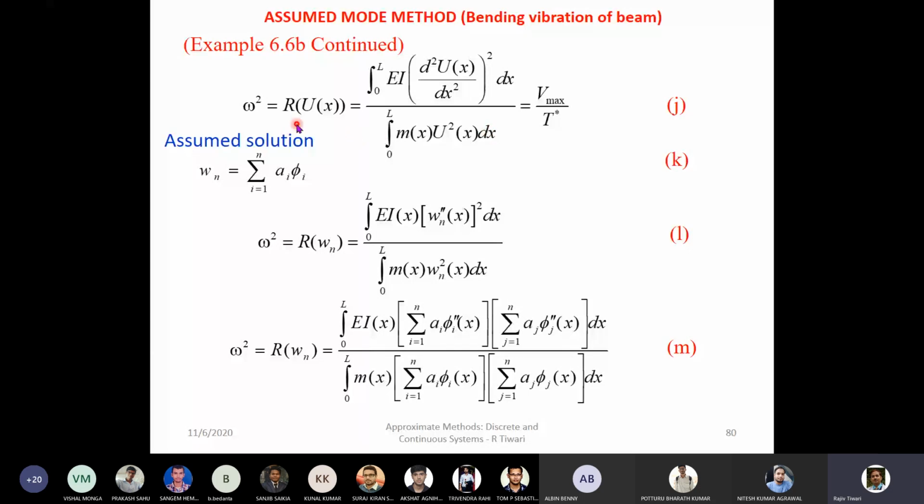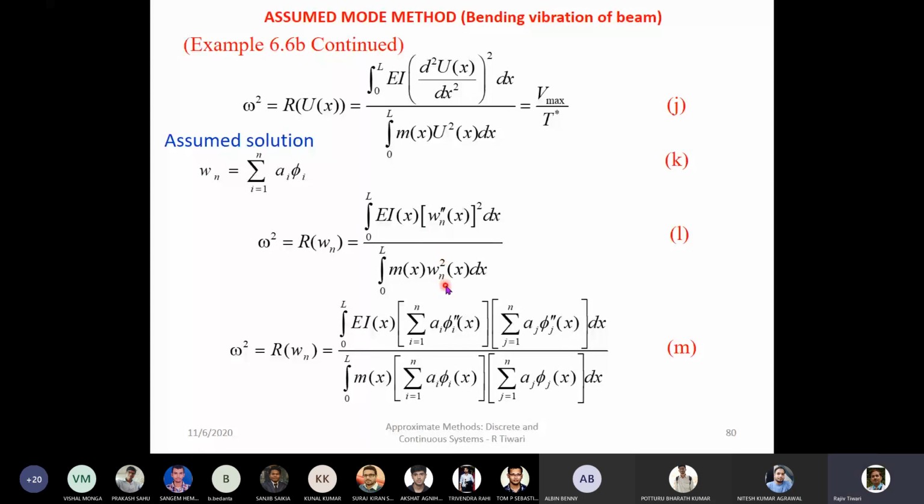So this is the Rayleigh's quotient, and this is the potential energy, this is the kinetic energy part. And because our assumed solution is in the series form, this u(x) we are replacing by w, and because there is a second derivative with respect to x, this double prime is representing the differentiation with respect to x twice. There is no differentiation in the denominator part.